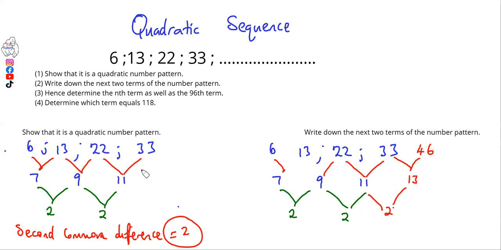Can you see where we are coming from here? Then we also want to get the other term. We say 13 plus 2, because we know that the second common difference is 2. Then 13 plus 2 gives us 15.